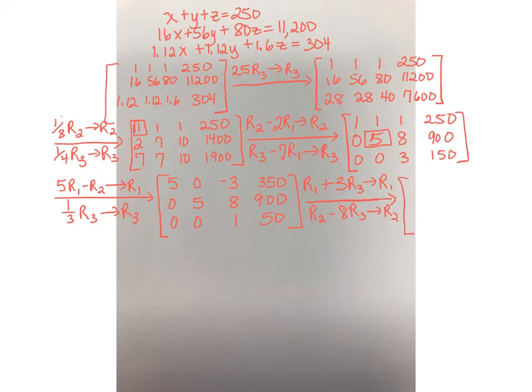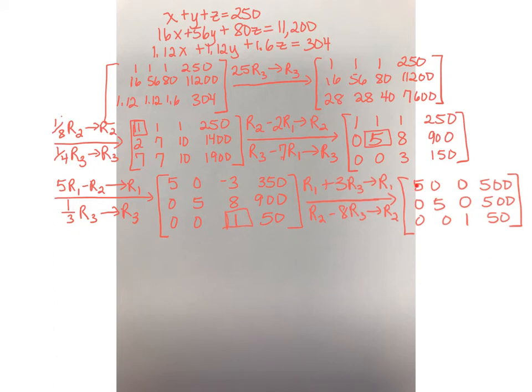Performing those operations will give us the new row 1 of 5, 0, 0. And again, this 1 here is our pivot. So you have 5, 0, 0, 500. We have 0, 5, 0, 500. And then you have 0, 0, 1, 50. Now it's looking like it's almost in reduced row echelon form.